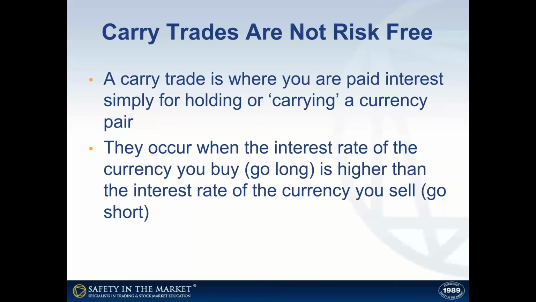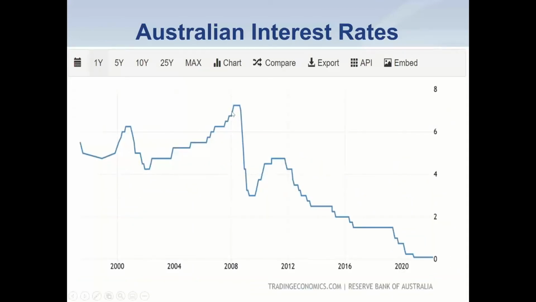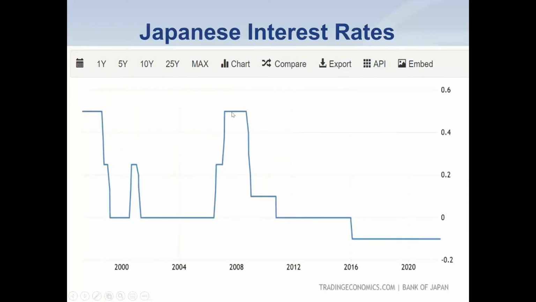So in this case, let's have a look at the interest rates. In 2008, the Australian dollar interest rates were up around the 7% mark. At that same time, the Japanese interest rates were at about 0.5% over here. So you've got to be careful. You've got to look at the scale over here because it looks like, oh, they're pretty high as well. But of course, they're pretty high when they're coming up from 0 and the scale only goes to 0.6.